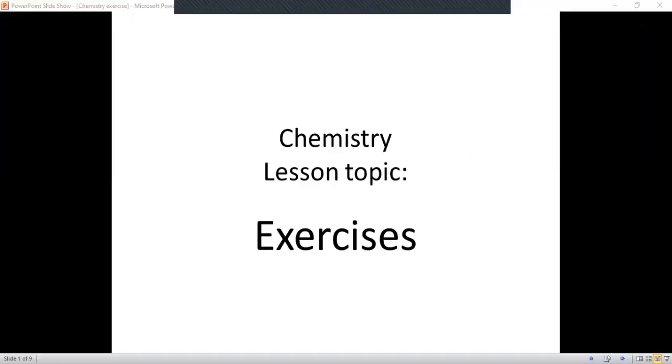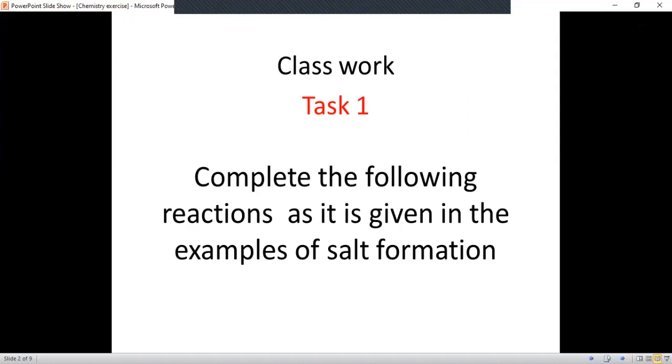Hello everyone, this is chemistry. So the lesson for today is exercises. Okay, let's see. So classwork is task 1. It says complete the following reactions as it is given in the examples of salt formation.